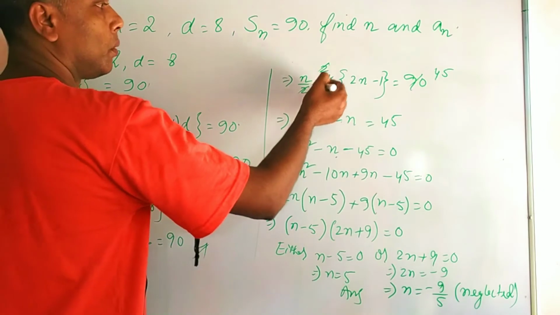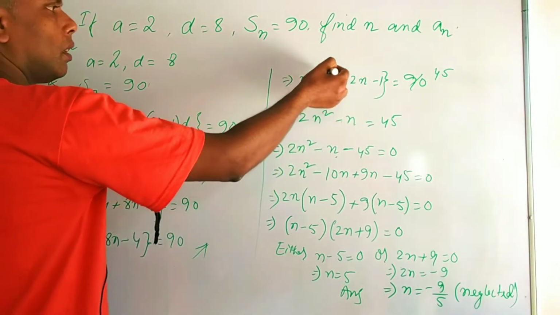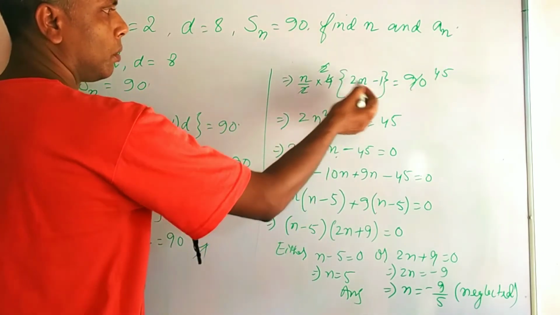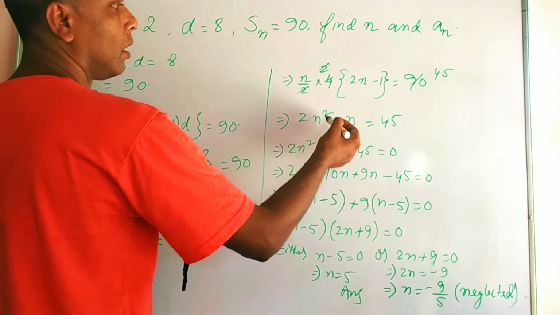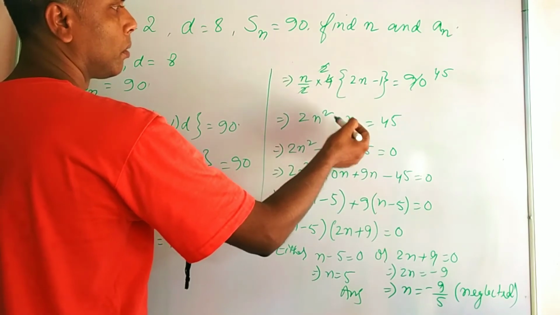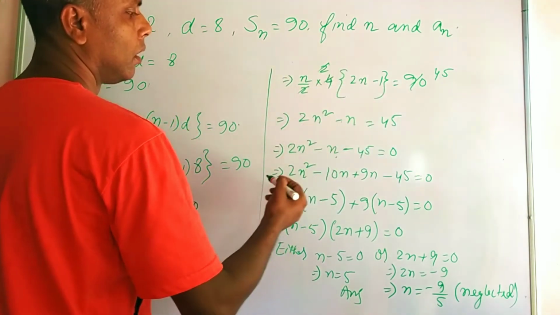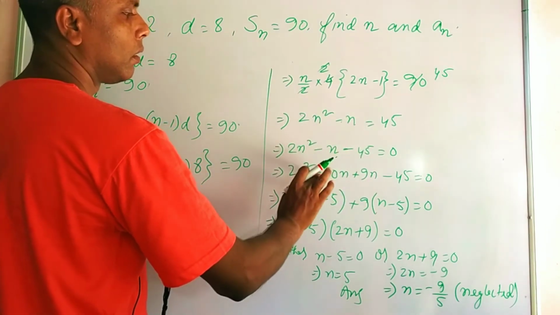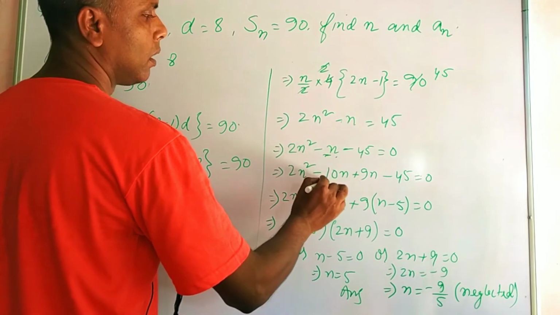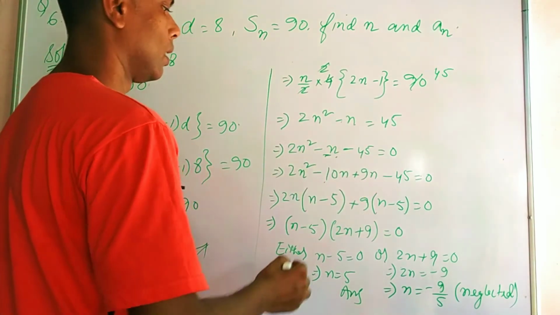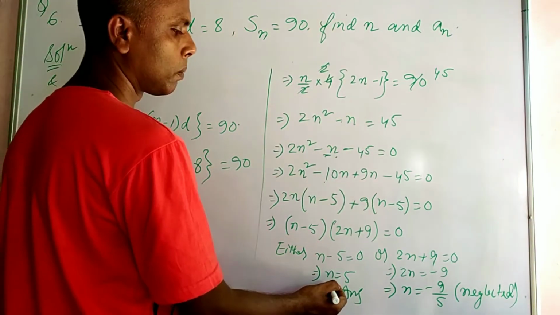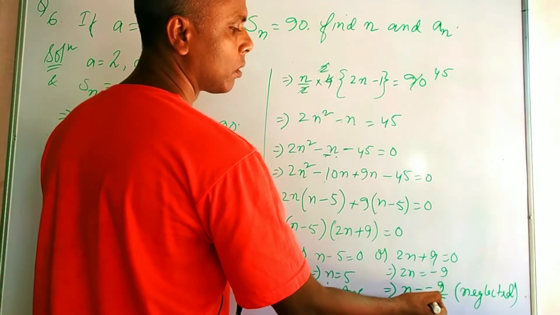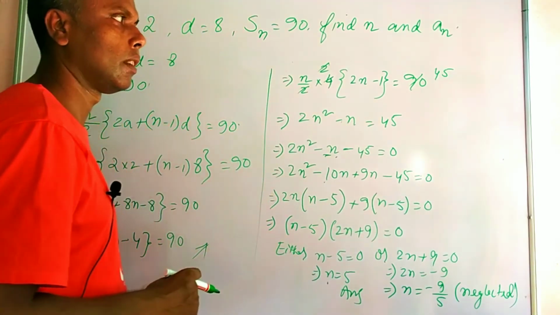We cancel it here, 2 to the 4. We take common 4 here and cancel it with 2 to the 4, and 2 45s are 90. So 2n into n squared minus n equal to 45 into 2 is 90, 10 9s are 90, and we factorize the middle term as minus 10n plus 9n, and calculated it, and we get the value n equal to 5, or n equal to minus 9 by 5, which is neglected because of the negative sign.